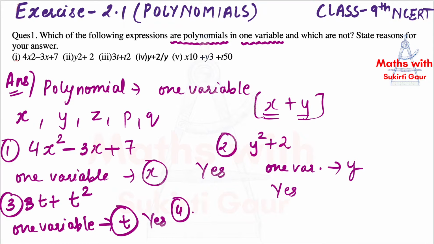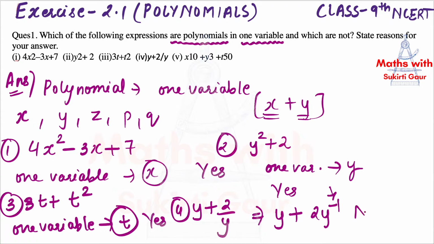In the fourth part, we have y plus 2 upon y. Now this is the case I have explained in the basic video. This will be y plus 2y to the power minus 1. When we have the power as a negative integer or other than a whole number, we can't say it is a polynomial. So we have to say no, it is not a polynomial.